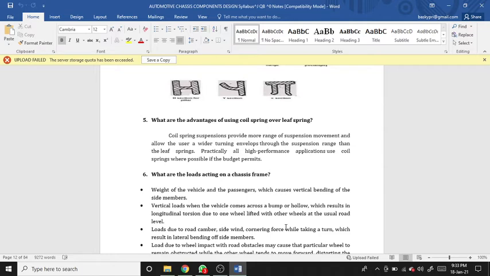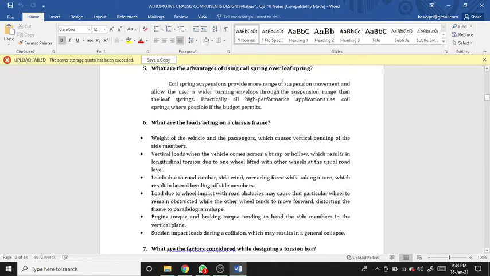Particularly for all high performance applications, we can use the coil spring rather than the leaf spring, because the leaf spring design is more complex. At the same time, it consumes more space. Here, both the coil spring as well as the leaf spring have advantages as well as disadvantages. But generally, as compared to the leaf spring, the coil spring is more advantageous for medium duty or low duty vehicles.